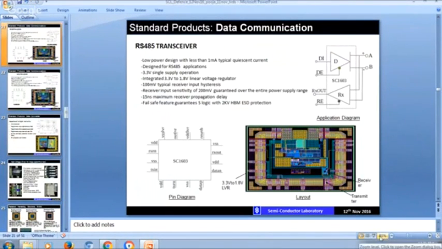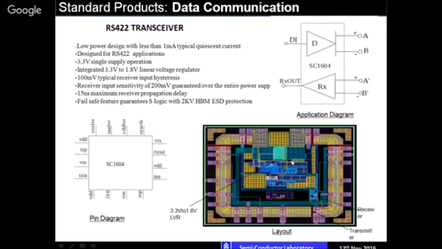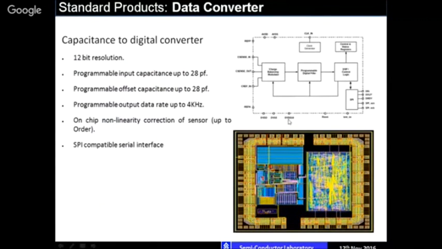So this is your 485. This is your 488. This is a transceiver. This is how it looks. This is 422. So this is a C2V.